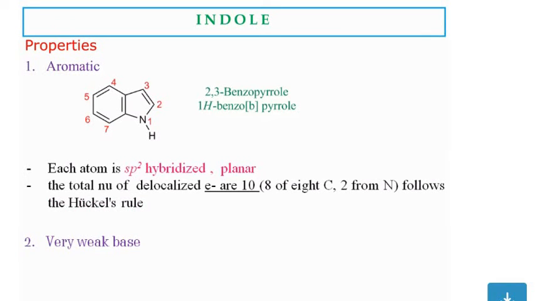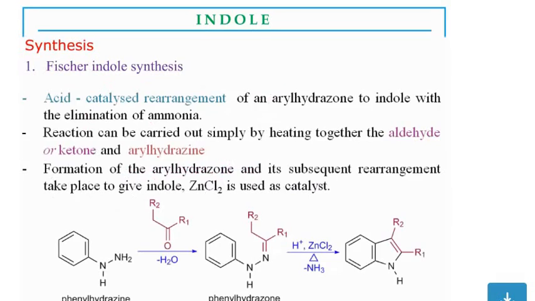Now, indole, you can see 2,3-benzopyrrole, 1H-pyrrole. Each atom is sp2 hybridized and planar. The total number of delocalized electrons is 10, 8 from carbon and 2 from nitrogen, and it follows Huckel's rule.